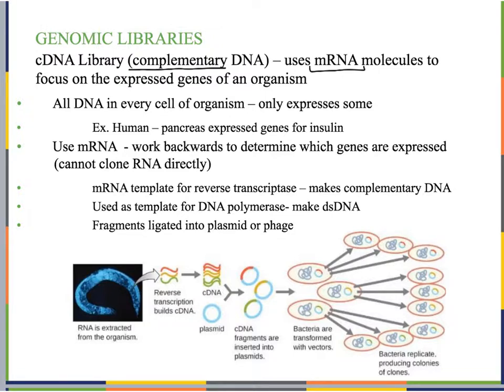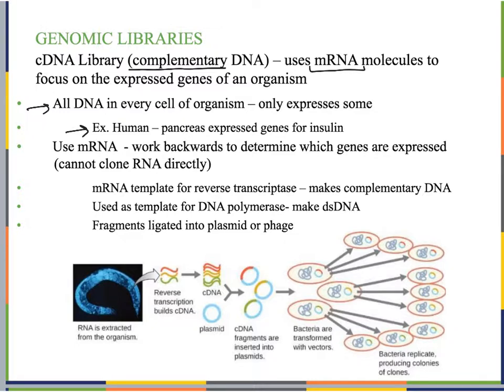Instead, we're doing a backwards situation here. We're using the mRNA, right? And remember, mRNA is transcribed from DNA. So we're utilizing the mRNA molecules to focus on the expressed genes of an organism, so what genes that organism is expressing. Remember that organisms have all of their DNA in every cell, but some cells are only going to express some things. A good example is humans. Every single cell in our body has every single bit of DNA, the same DNA. But not all of our cells express the same genes, right?